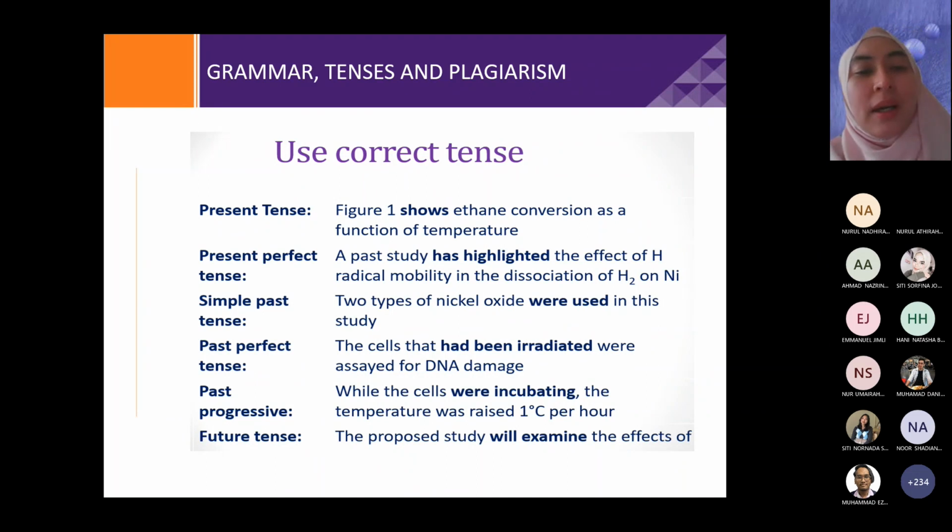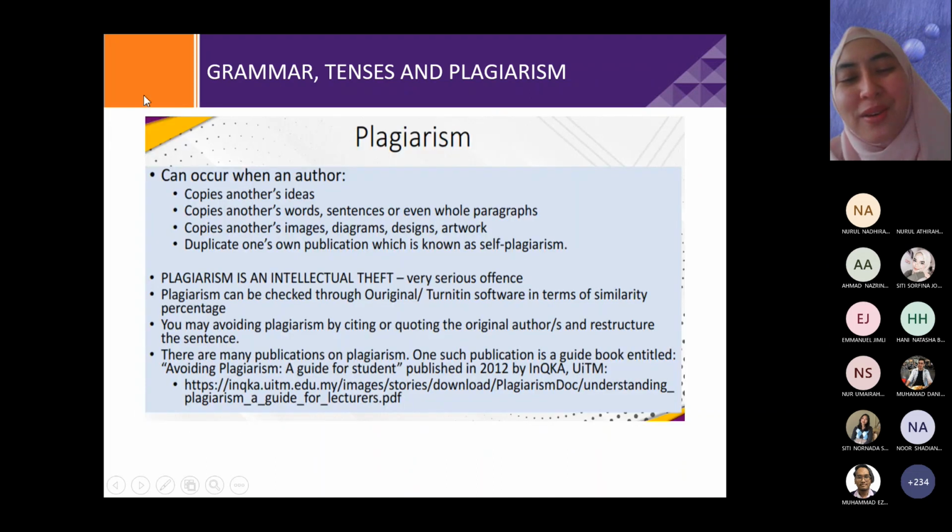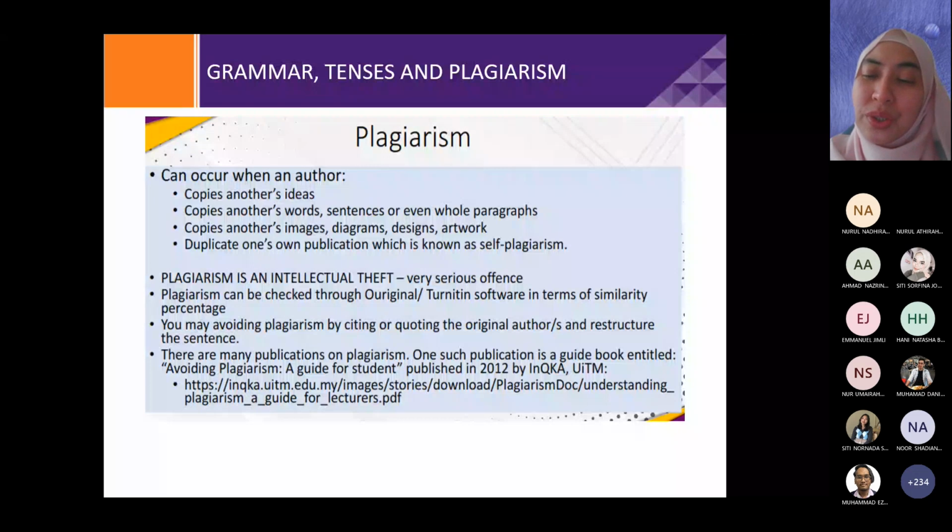Okay, for plagiarism, can occur when you as an author try to copy others' ideas, try to use words, sentences, or even a whole paragraph, any image, diagram, design, or artwork, and then you duplicate your own publication, which is known as self-plagiarism. Plagiarism is an intellectual theft, a very serious offense. It can be checked through software like Original or Turnitin. So in order for you to avoid a plagiarism, you have to cite and quote the original author for the diagram for that particular statement, for example.